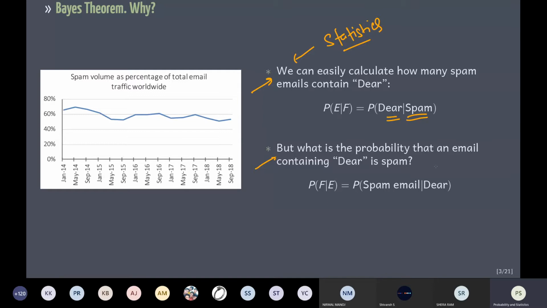So now you want to identify whether an email is a spam. Then you need to know the probability of an email being spam, given that the word is dear in the email. Okay, so you receive an email, the word dear is there, then what is the probability that email is spam, and hence you can flag it as a spam. Okay, so this is the probability based model.